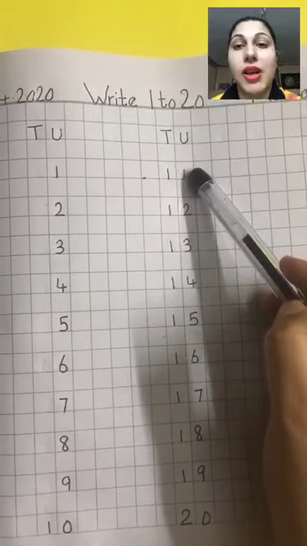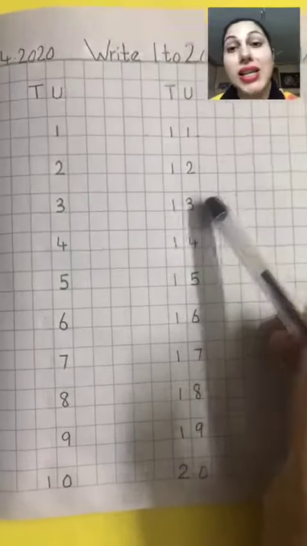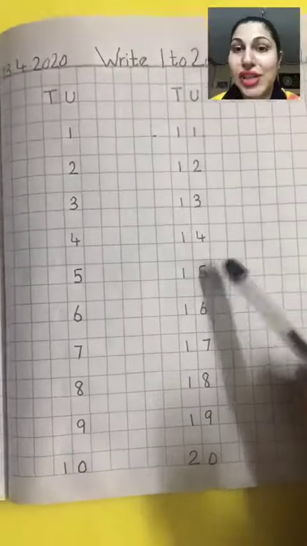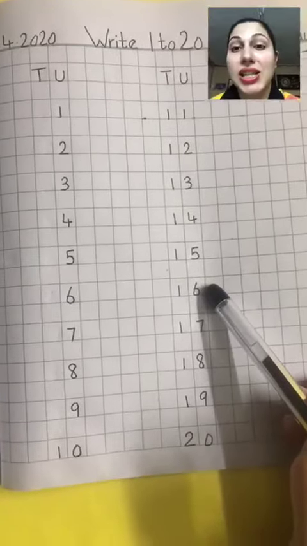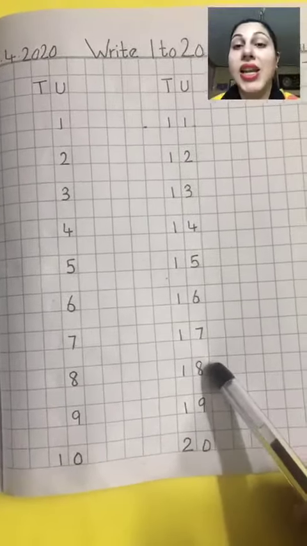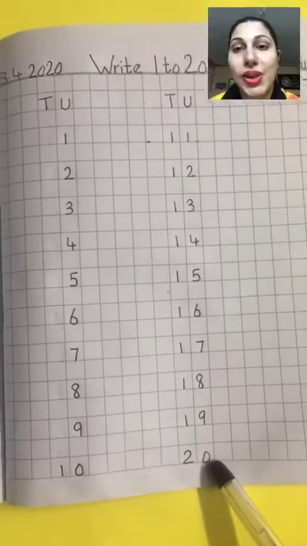11, 10 and 1, 11. 10 and 2, 12. 10 and 3, 13. 10 and 4, 14. 10 and 5, 15. 10 and 6, 16. 10 and 7, 17. 10 and 8, 18. 10 and 9, 19. 2 tens, 20.